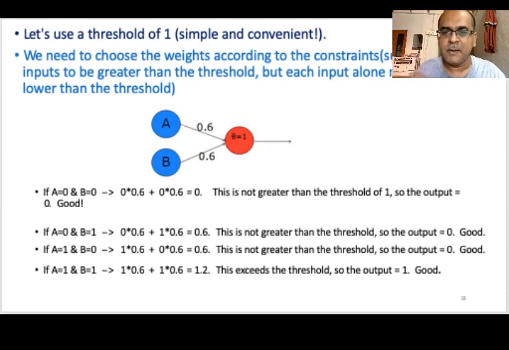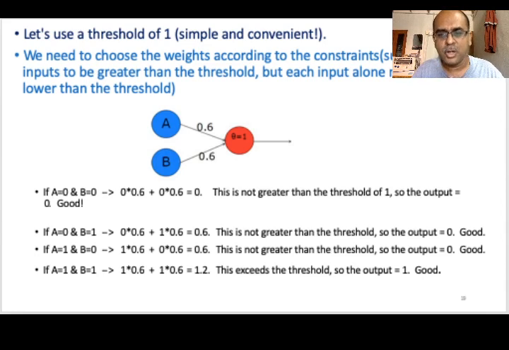I can have 0.7, 0.8, 0.5, 0.7, no problem. I cannot have 0.3, 0.4. Why? If you had 0.3 and 0.4, it is 0.7. Sum of both inputs has to be greater than the threshold. Threshold is 1. If I add both, now I am getting 0.7, so it is not a good choice. You cannot choose like that. That is a condition to choose the weights.